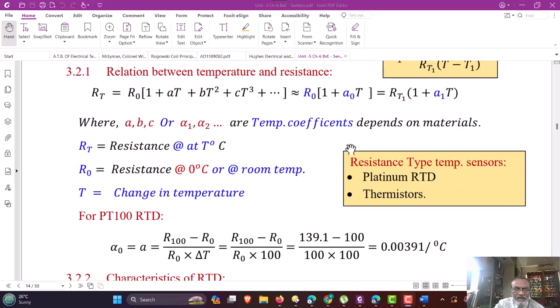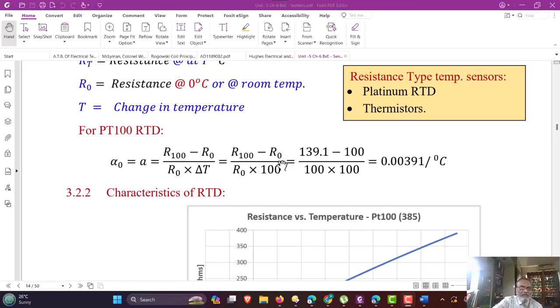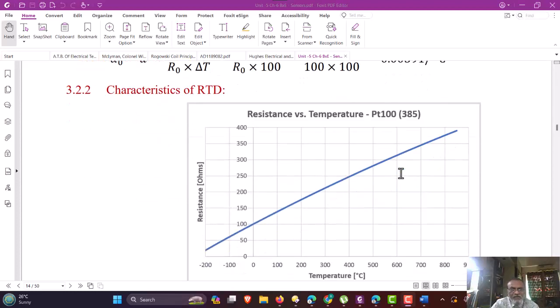The same thing is defined here. For a well-known temperature RTD sensor PT100, alpha 0 is approximately coming out to be 0.00391 per degree centigrade. It means that for every degree change in temperature, the resistance will be changed by 3.91 milliohm.